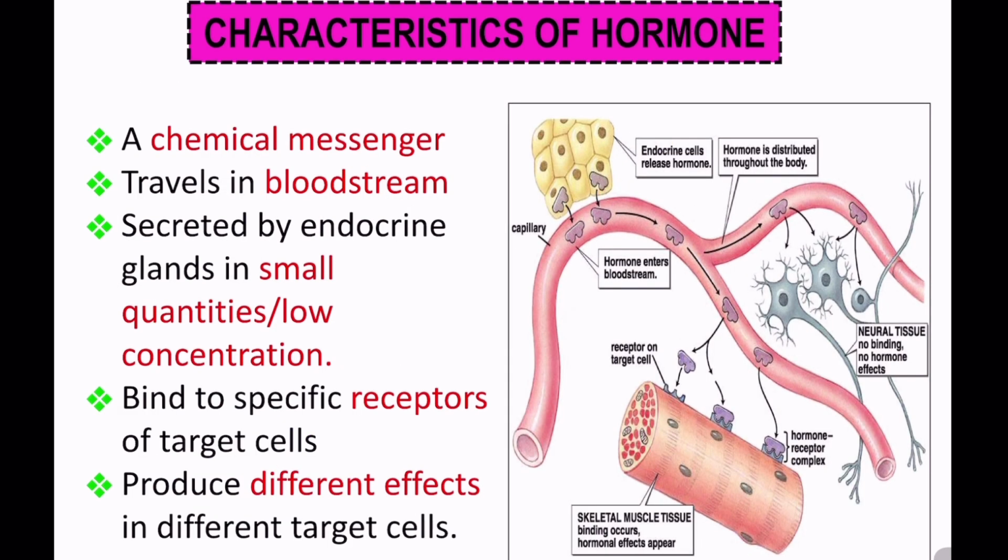There are several characteristics of hormone. Hormone is a chemical messenger that will travel in the bloodstream, secreted by endocrine glands in small quantities or low concentration. And once the hormone reaches the target cell, it will bind to a specific receptor of the target cell. Therefore, it will produce different effects in different target cells.